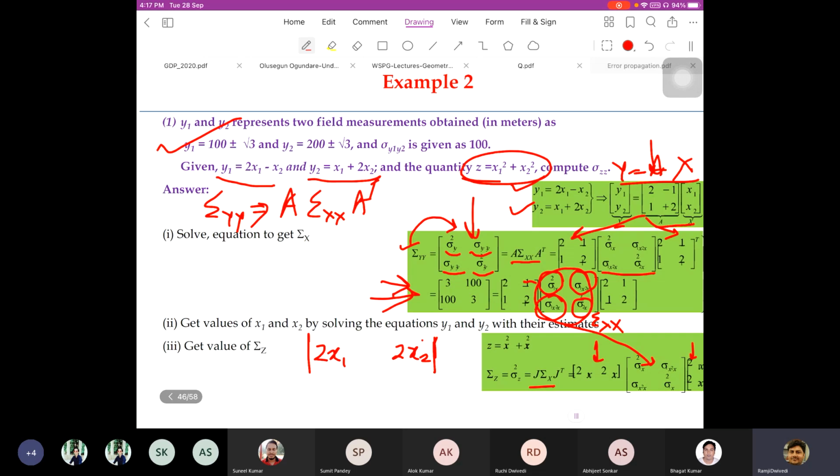But forget about any other thing, just stick to your basics. If it is linear, you will write sigma. So this problem consists of both linear as well as non-linear. The first relationship, y1 y2, they are in linear relationship with x1 x2, but z is in non-linear relationship with x1. So no need to worry. First, A sigma xx A transpose, and then the second one is J sigma xx J transpose.